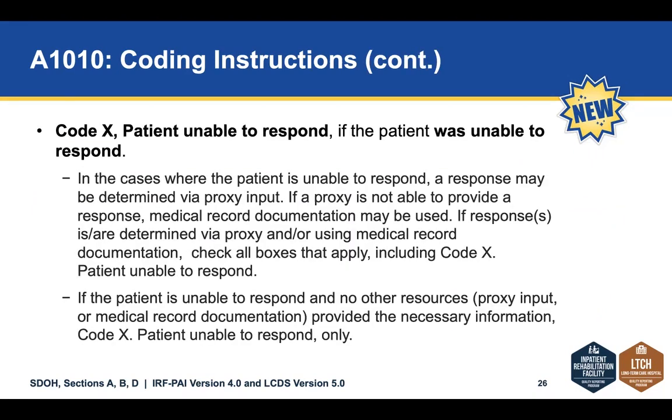Similar to ethnicity, the race data element also provides a code X if the patient is unable to respond. This allows for either the use of a proxy or medical record documentation to provide this information for coding. If a response to this data element is determined via proxy or medical record documentation, the assessor would code the appropriate category or categories as well as checking code X. If the patient is unable to respond and there is no proxy or medical record documentation available to provide this information, the assessor is to check only code X and no other response.